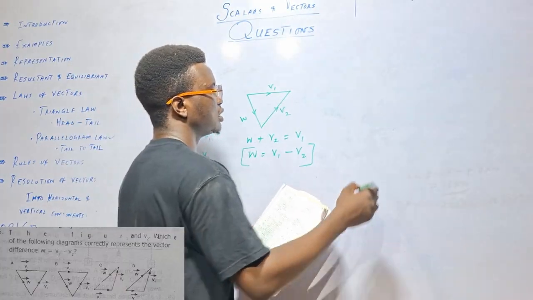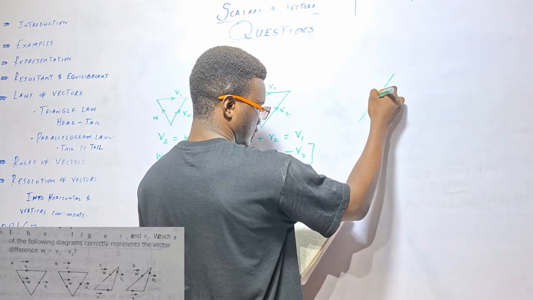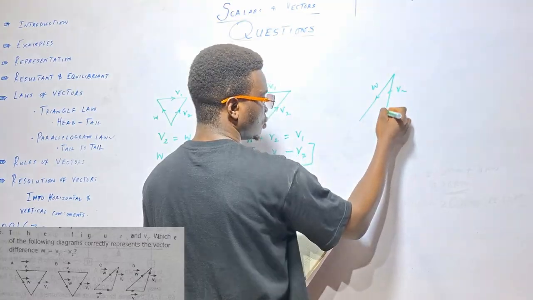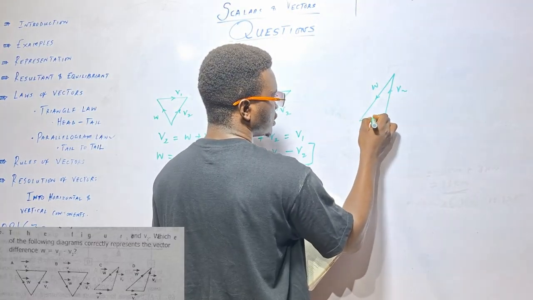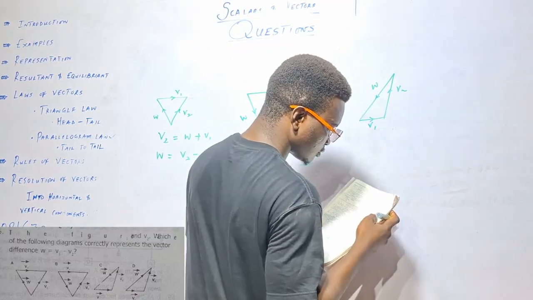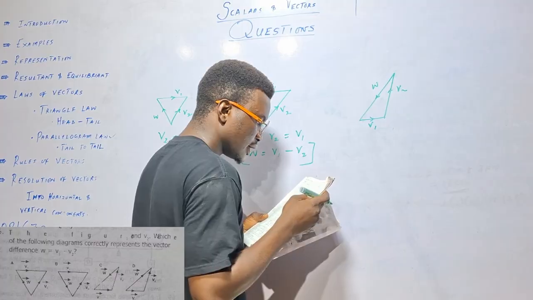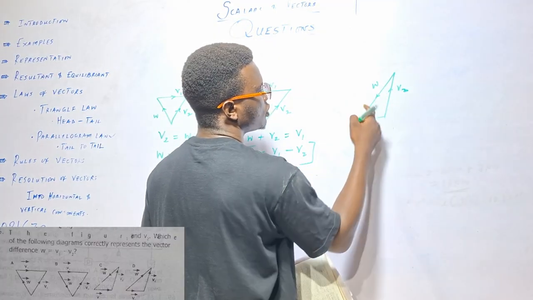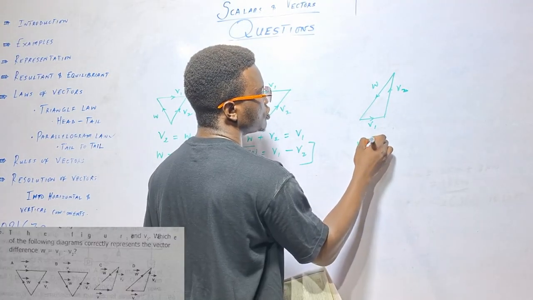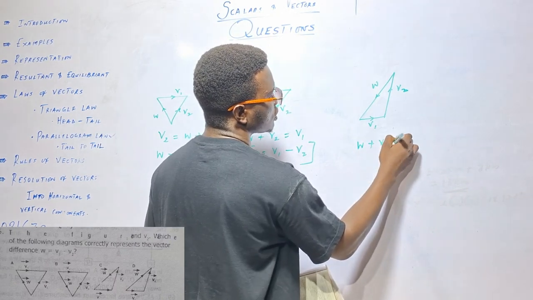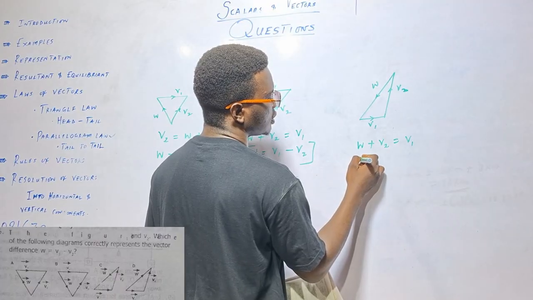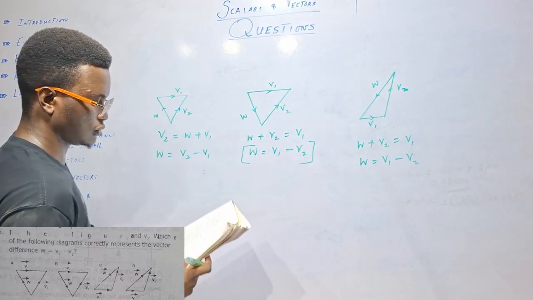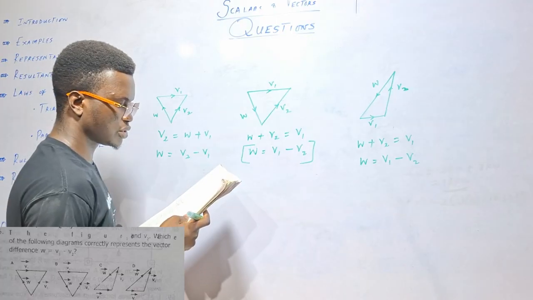So let's check option C. Option C says that this is W, this is V2, and this is V1. Now, if you look at this, V2 and W are moving in the same direction. So this is like saying W plus V2 is equal to V1, and I can say W is equal to V1 minus V2. So that looks like option B already.